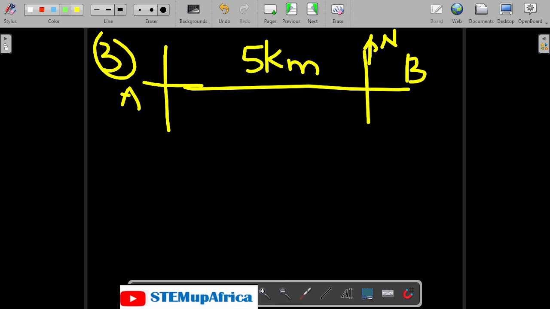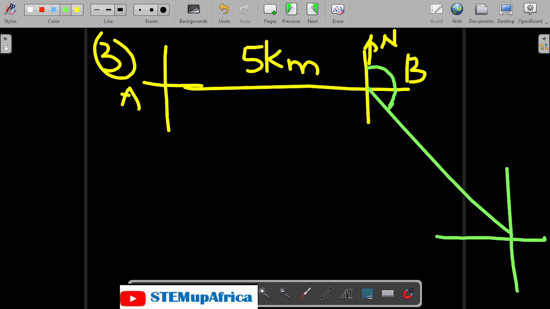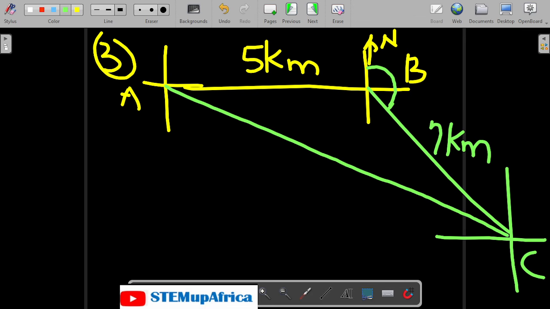It's 162. I will start from here. There is 090. Let's say so as 162. Travel a distance of 7 kilometers to town C. So I will join from A to C. So calculate the distance from A to C.